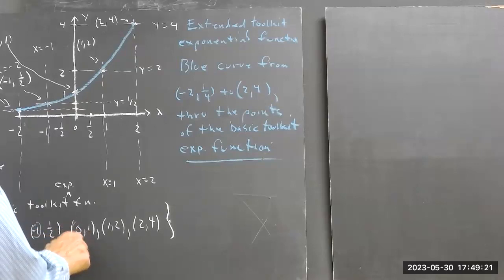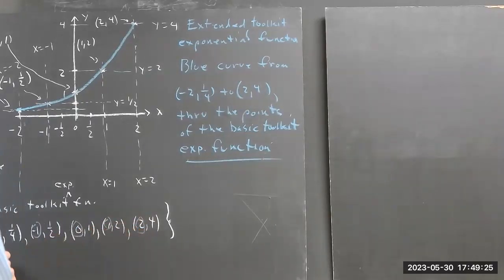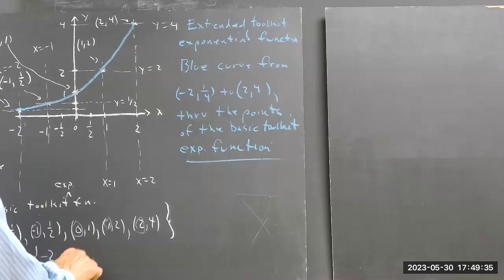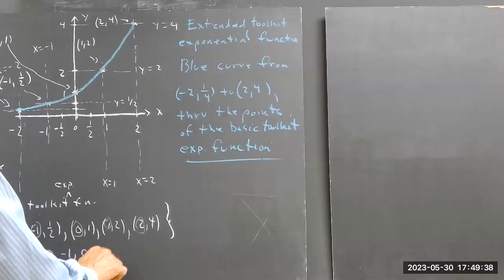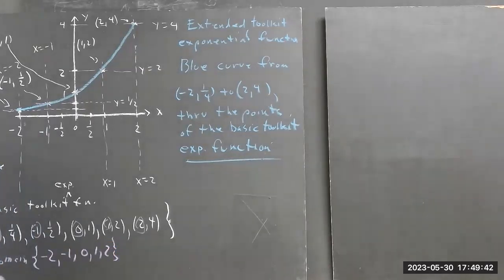-2, -1, 0, 1, and 2. And I can say the domain now is the set -2, -1, 0, 1, 2. It's a set of x values.